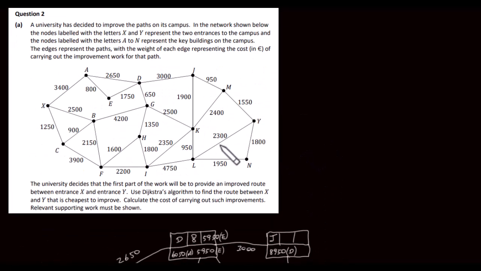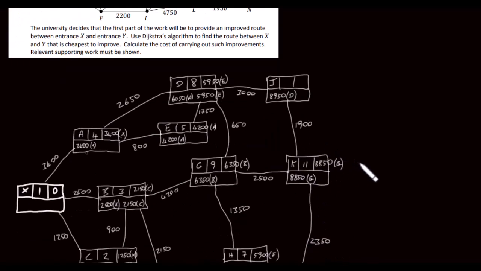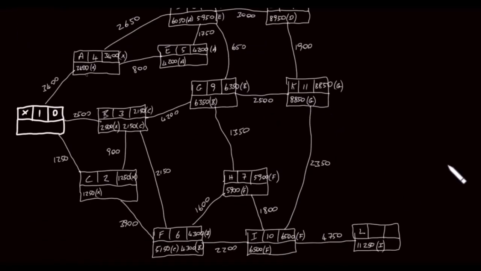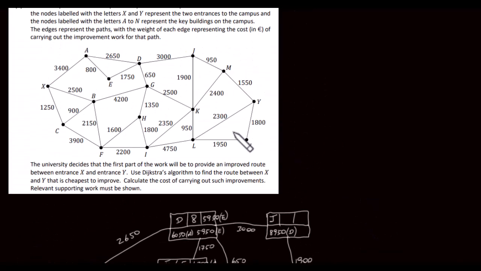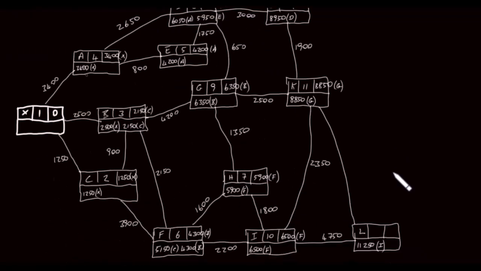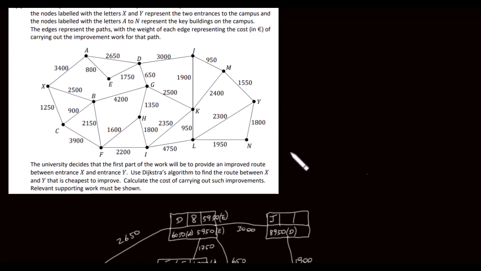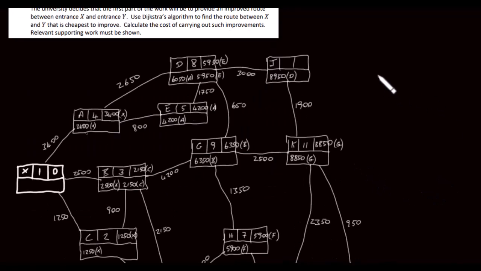Okay, it's also connected to L. So K is connected to L, which is down here. And the weight there is 950. So the weight from K to L is 950. And it is also connected to M. So we need to draw in M. So I put M here.